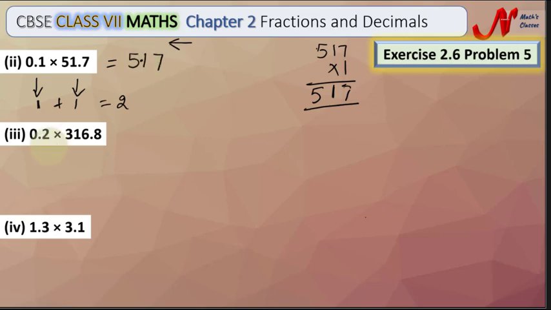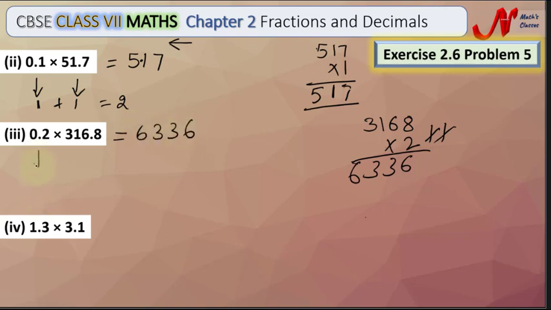Next, find 0.2 into 316.8. To find this one we multiply 3168 with 2. So 2 8s are 16, 2 6s are 12 plus 1 is 13, 2 1s are 2, 2 plus 1 is 3, 2 3s are 6. So we get the product 6336. In 0.2 we have 1 digit after the decimal point. In 316.8 we have 1 digit after the decimal point. Together we have 2 digits after the decimal point. So in the product, from right to left, we keep the decimal point after 2 digits.